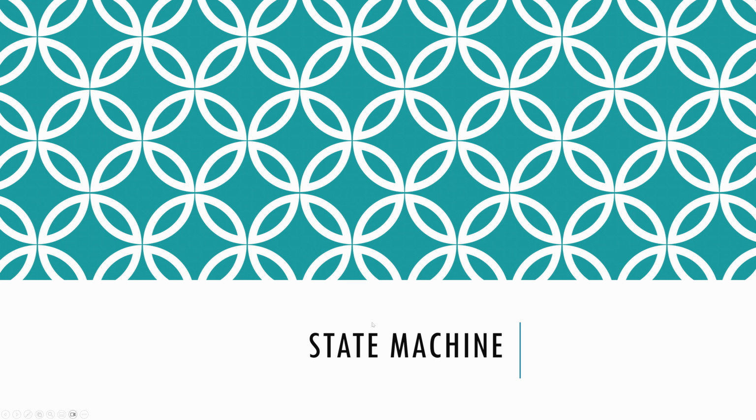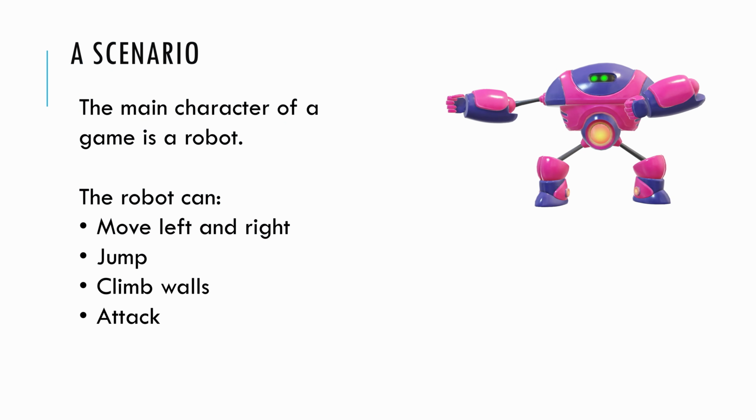So let's talk about the first of the design patterns that I think most people end up interacting with fairly early on in the game dev experience, which is the state machine. Here's a scenario. You're making a game and your main character of that game is a robot. In your game, the robot can move left and right, they can jump, they can climb walls, and they can attack. You built in the ability to move left and right, and you've built in jump.